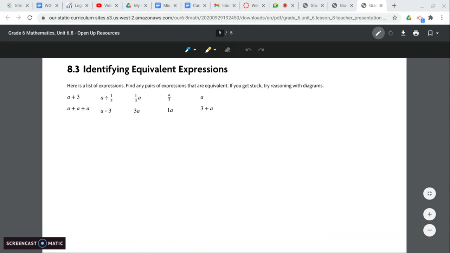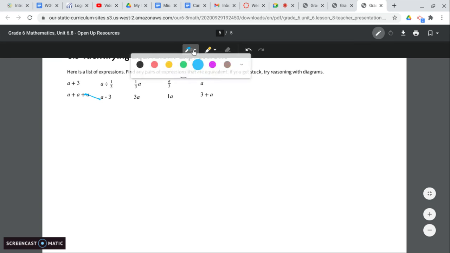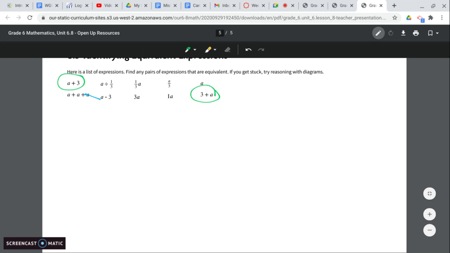So identify equivalent expressions. Here's a list of expressions. Find any pairs of expressions that are equivalent. If you get stuck, try reasoning with diagrams. So here we have a plus 3. Here we have a plus a plus a. Are these two the same? No, they are not, because this one has 3 a's. So that'd be like multiplying a by 3. So these two are actually connected. Now, having a plus 3 is the same as having 3 plus a. Those two are the same. So I'm going to use a different color to identify that this one and this one are equivalent to one another.